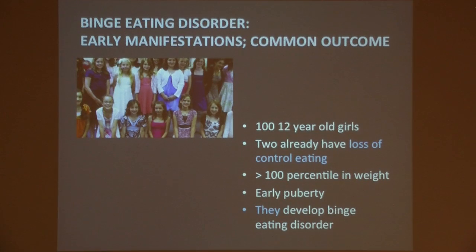And then the third group, binge eating disorder, early manifestations and a common outcome. Same 100 girls, 2 already at this age are displaying loss of control eating. They might be taking cookies up to their bedroom. They might be hiding candy under their beds. They're both over the 100th percentile in weight. They too have gone through early puberty, and those are the ones who go on to develop binge eating.